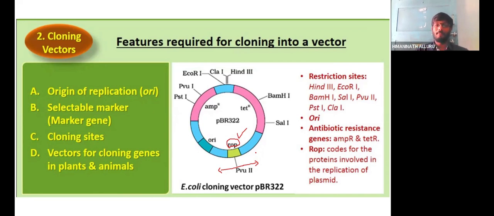At that time, what happens? They will forget to read that ROP. Below the diagram, there is a caption given. In that caption itself, they have mentioned the function of ROP, which they have to study. The ROP codes for the protein, which is helpful for the replication of the plasmid. That's all. That is mentioned only in that area.